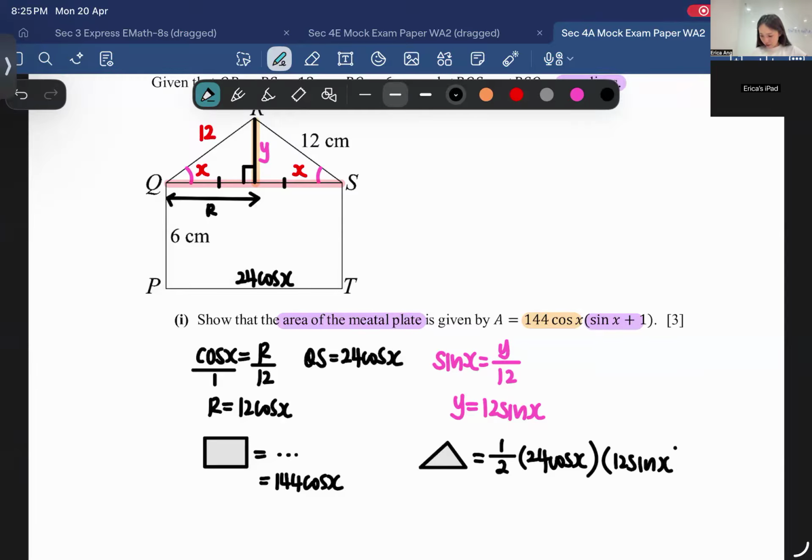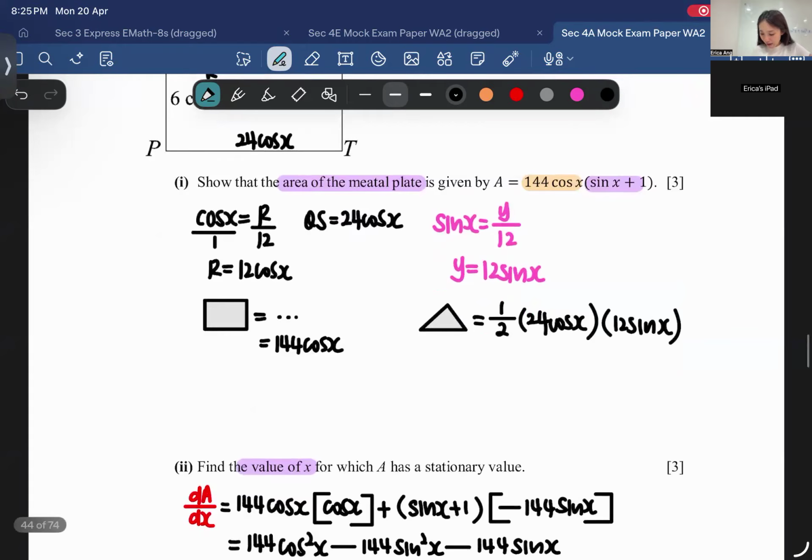Okay, so now from here, what I have is I'm going to do this. Guys, what's half times 24 times 12? So 144 again. So 144 cosine x sine x. So now what you're supposed to do is put these two together to give me the total area and make it look like this. Remember how it can look like this?